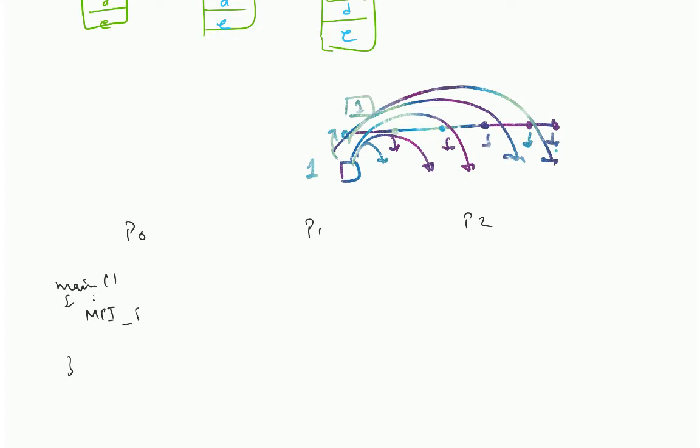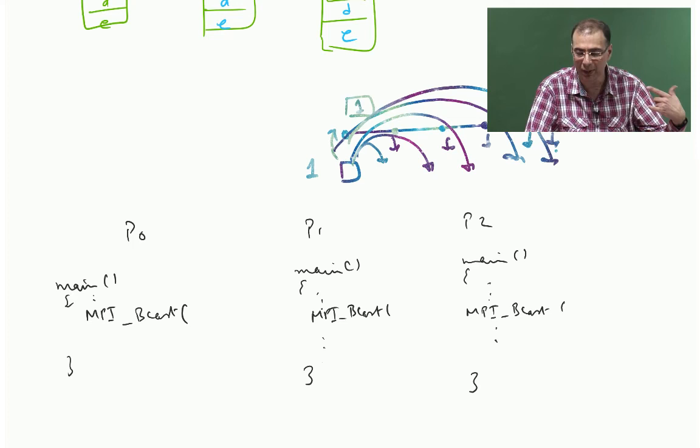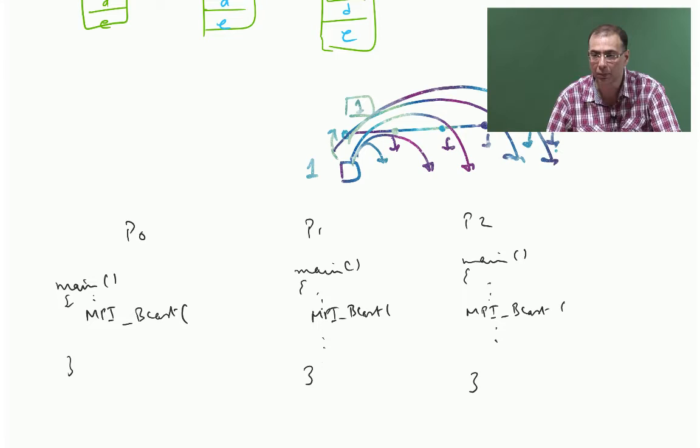The same code is executing on P1. So in sends and receives, what do we do? Well, we have to write if conditions and we say, okay, rank 0 is sending, rank 1 is receiving, something of that sort. Somebody is sending and somebody else is receiving. In this case, it's the same call that is taking place on all the nodes. All of them are invoking MPI broadcast.